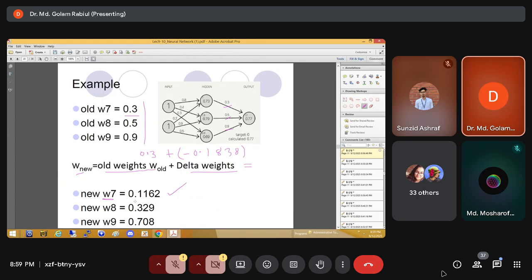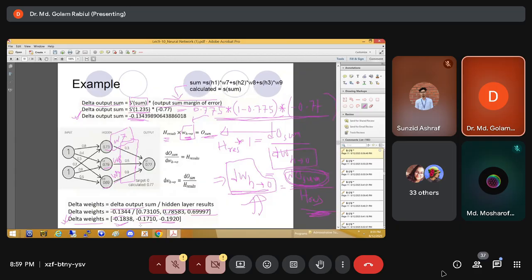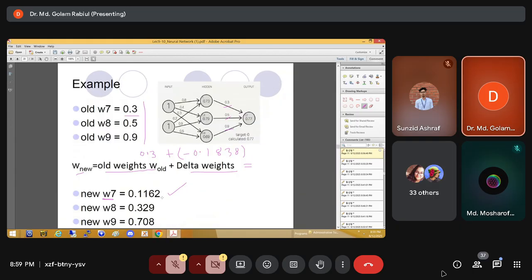Okay? This one. Similarly, we need to find out the new W8. So here is negative 0.1710. So for the W8 it will be 0.5, negative 0.1710. Okay, then you will get this value, 0.329. Similarly, if we want to find out the new W9, the new W9 will be 0.708. So these are the new weights. Okay? These are the new weights.